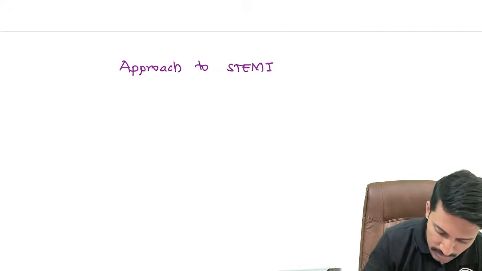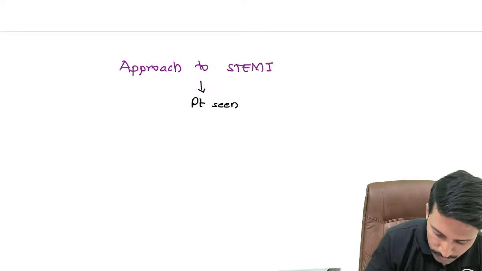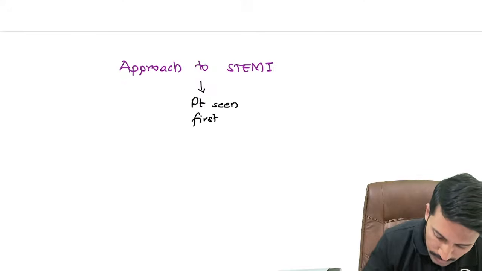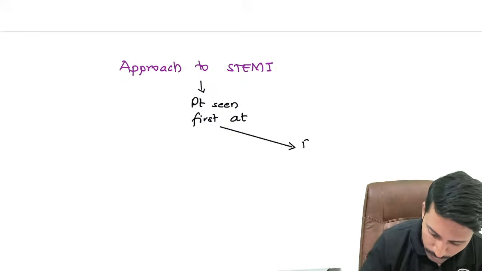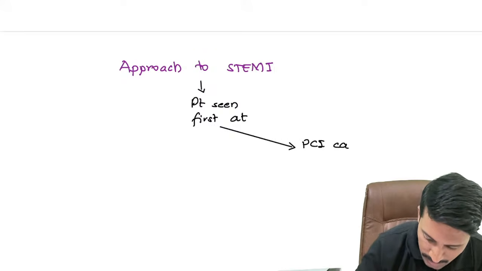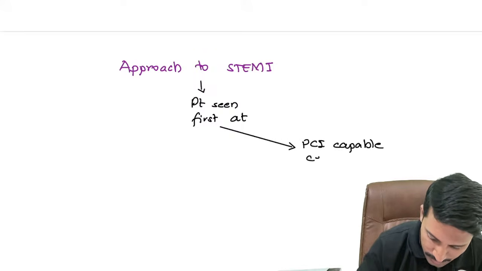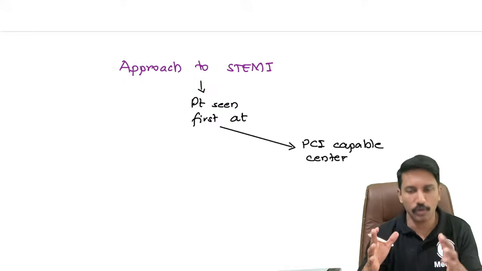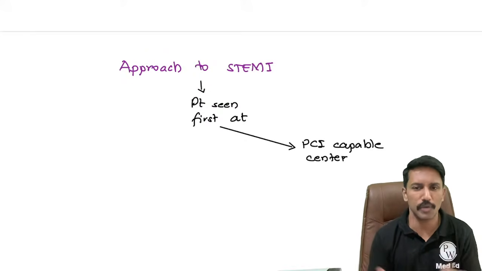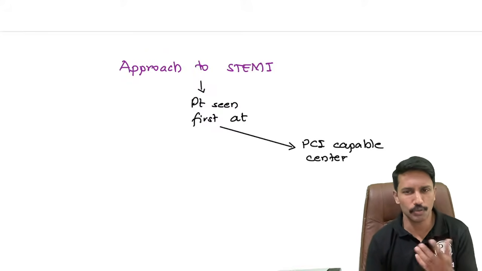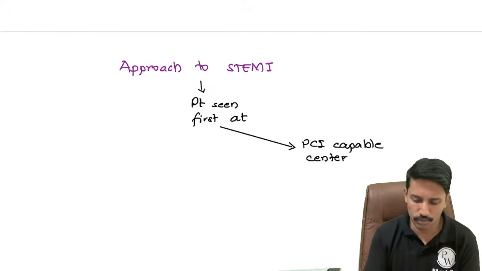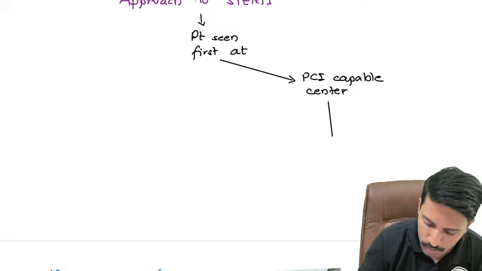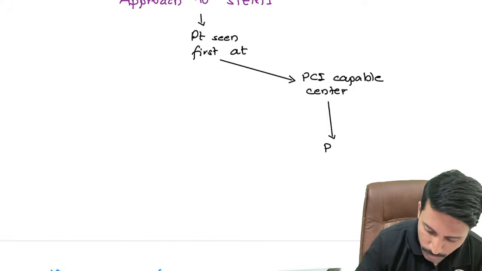So remember, the first thing that I will see is whether I have seen the patient in a hospital where PCI is possible, a PCI capable center. That means I'm in a big corporate hospital, a cardiologist is there, a cath lab is there, angioplasty is possible, and I've got a patient here. What should I do, thrombolysis or angioplasty? Cardiologist is there, cath lab is there, so of course I should do angioplasty, right? So treatment will be PCI.